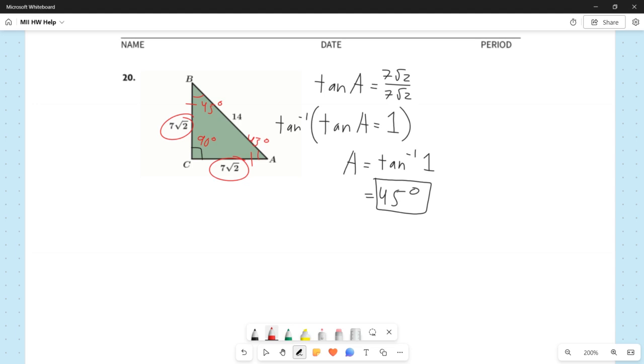So the ideal way of solving number 20 is actually to not do all of the trig that we did, and just to recognize that question number 20 is an isosceles right triangle. And in an isosceles right triangle, your base angles, which in this case are A and B, are always 45 degrees. So if you notice that, then that's great, and you saved yourself some time. But no matter how you did number 20, whether you used trig or whether you used our knowledge of geometry and isosceles triangles, you should have gotten that the measure of angle A is 45 degrees.